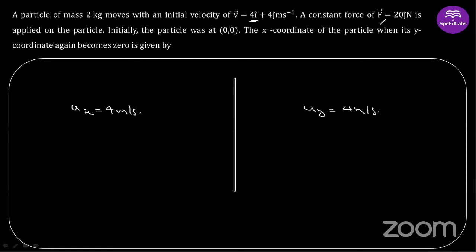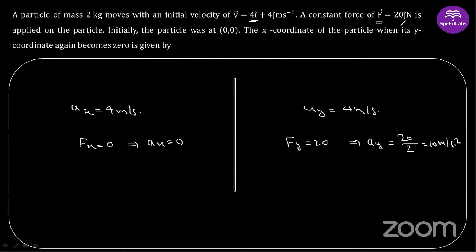What about force? Force is in the y direction only. There is no force along x, so there won't be any acceleration along the x-axis. There is a force along the y-axis, that is 20. So acceleration along the y-axis will be force divided by mass. Mass is 2 kg, so it is 10 meter per second square along positive y. And if it is positive y, why would y become 0?